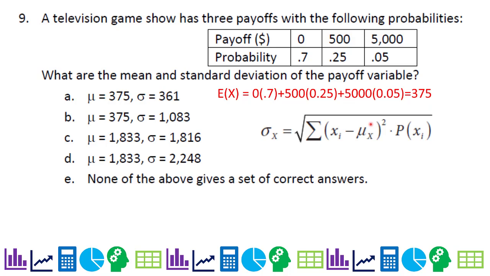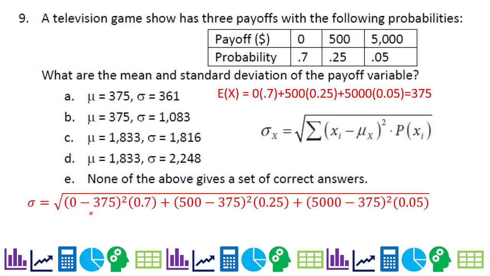Sigma is a little bit harder, but it's not that bad. So I actually do the whole thing here. Each outcome minus the average or expected value, 375. Square it. Some of you did not square everything. Then multiply it by its associated probability. And then when you're done, take the square root, which gives you 1083.